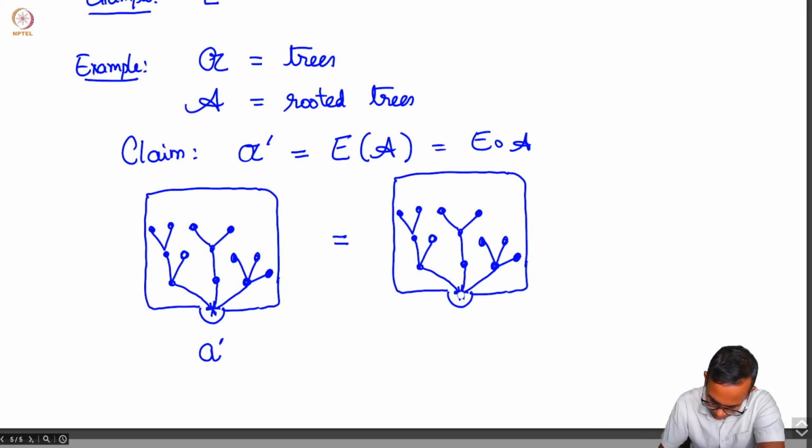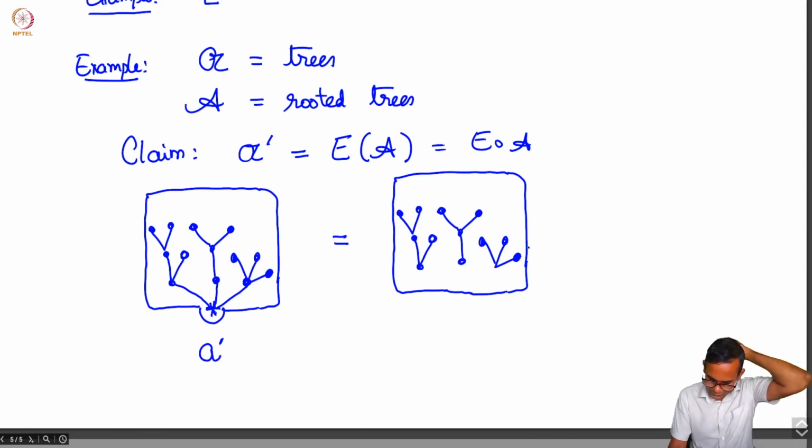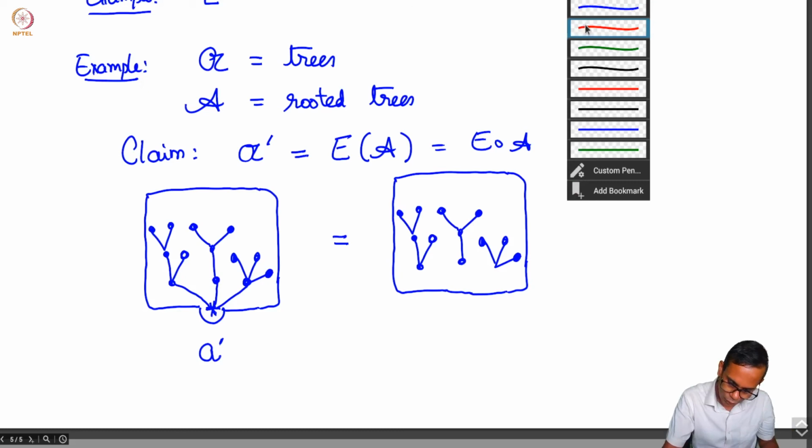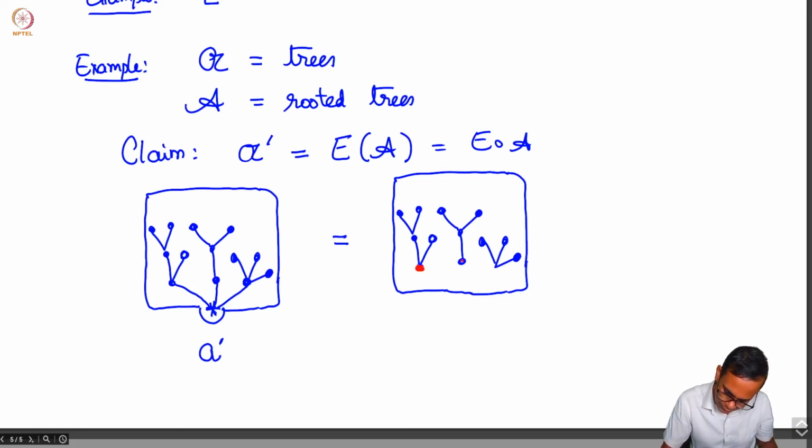So you remove the star, and what are you left with? Well, you're left with these three trees, but also these trees are rooted because when you remove the star, there was one node in each of these trees that was connected to the star, and we'll think of that as the root. So a prime is the same as an assembly of rooted trees, or what you could call a forest of rooted trees.